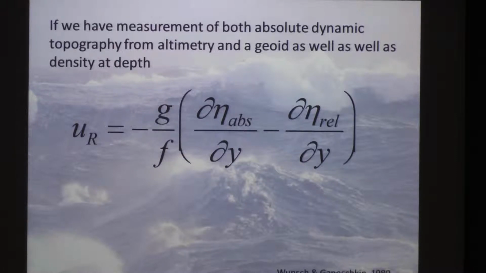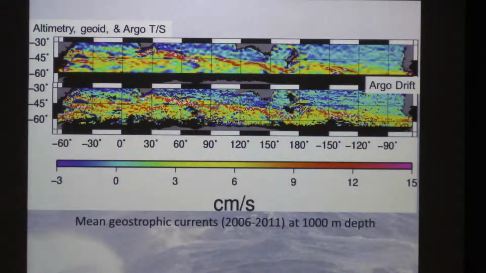used, because now we have global measurements of this from the Argo array, or near global measurements. We also have global measurements of this that are not biased by gravity errors or sea surface height errors significantly. All right, and so this is a 5-year estimate of the mean geostrophic currents from this method at 1,000 meters depth, the top, and then the bottom is the same one estimated from the Argo drift that I showed you previously. Qualitatively, they look very similar.